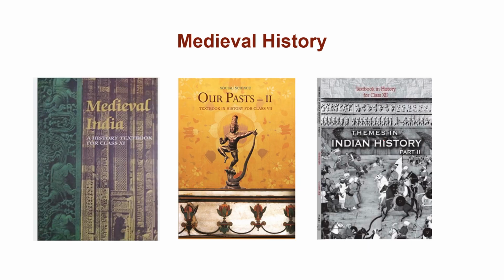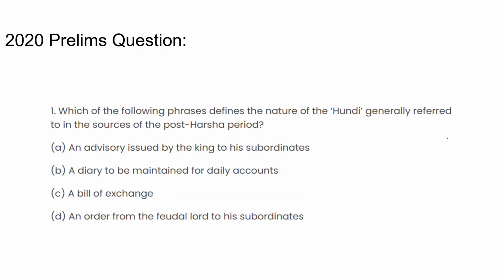Coming to medieval history, again there are three NCERTs. That is the old NCERT written by Satish Chandra of class 11th. And then again there is Our Past 2, which is of class 7th NCERT. Then there is Themes in Indian History Part 2, which is of class 12th NCERT. So now let us see some questions.